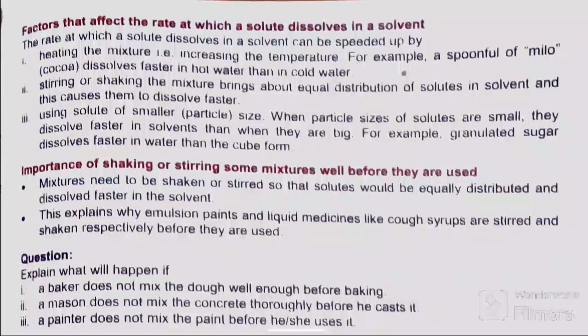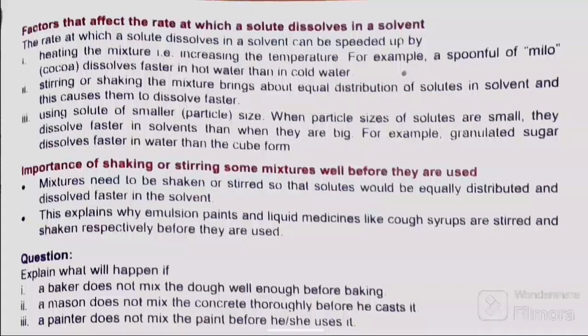The second one is stirring or shaking the mixture. When we stir the mixture, it can increase the rate of dissolution, that's the rate at which the solute dissolves in the solvent. So when I'm making my tea, I pour my milk, my Milo, and I pour my sugar. If I don't stir it, some of the sugar particles can settle under the tea, so it won't dissolve as fast as I want it.